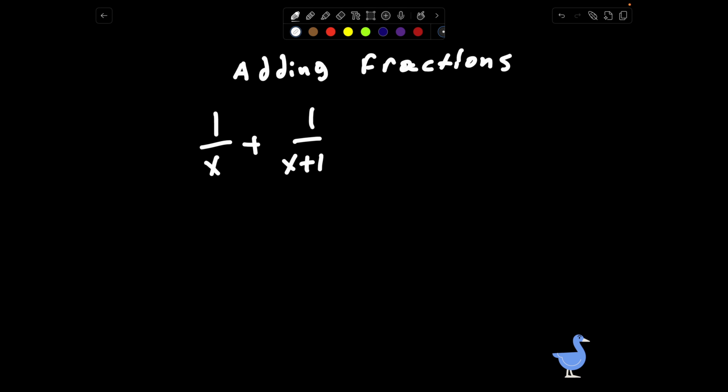I promise. Whenever you add fractions, you do need a common denominator. So both of these need to be looking the same. So what can we do? We can go ahead and just multiply both of them. This is the exact same thing here.